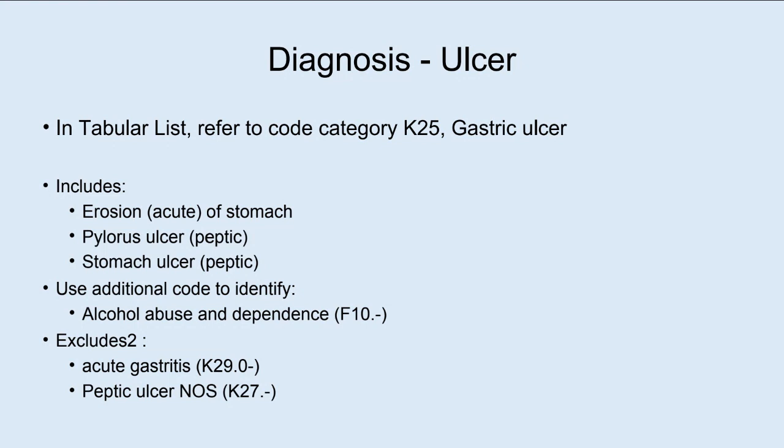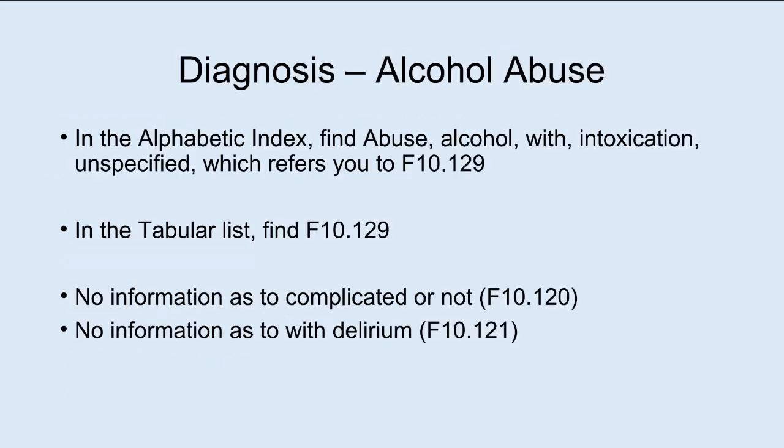Now, excludes 2, acute gastritis and peptic ulcer NOS. So if it says there's a gastric ulcer and another separate peptic ulcer, you can use a code from K27, but that's not the case here. So we can just move on. Okay, so we've got the K25 code. So let's go to the alcohol abuse.